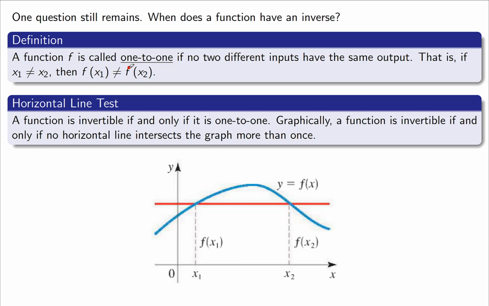And it's easy to spot. If you have this property, then you will never have a horizontal line touch two places. If you do, that would be two different x values that have the same function value. So if you have a horizontal line that never intersects the graph more than once, we call it one-to-one, and it also means that it's invertible. So a function only has an inverse when it's one-to-one, also known as when it passes the horizontal line test, and every horizontal line crosses the graph exactly once.